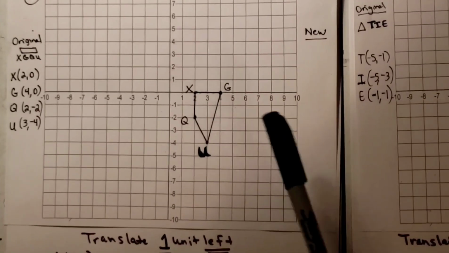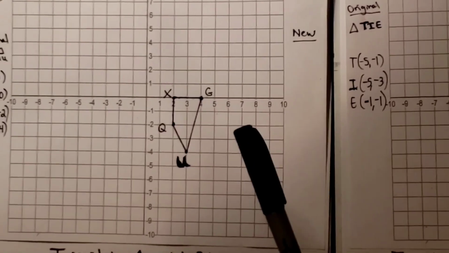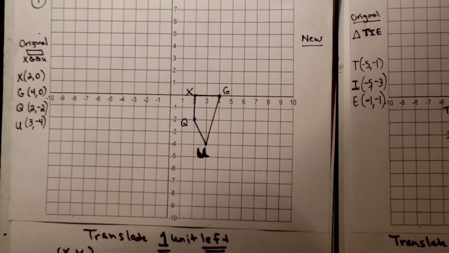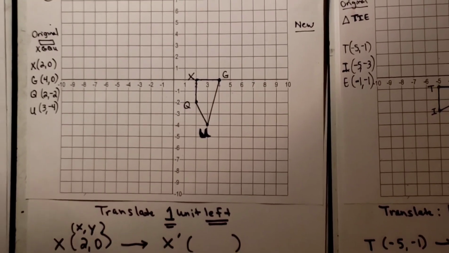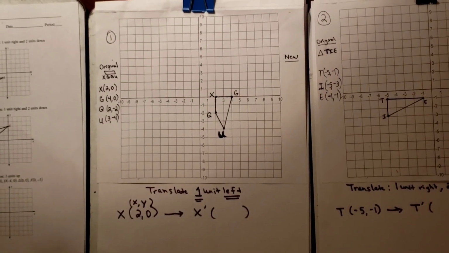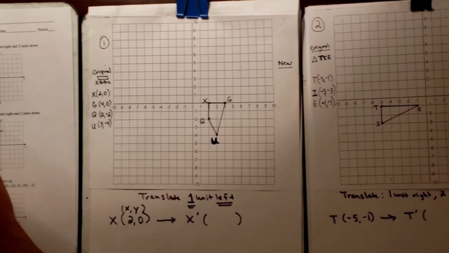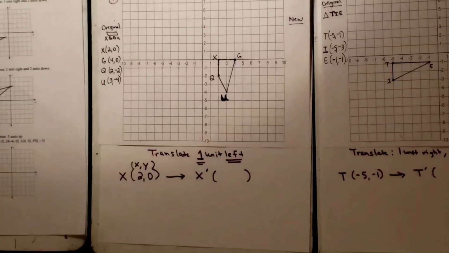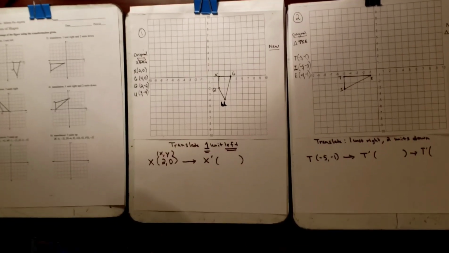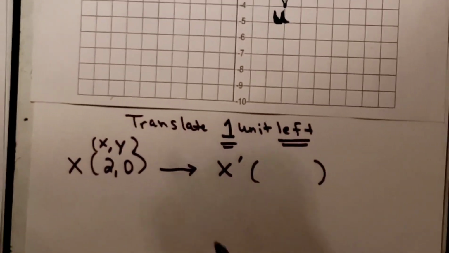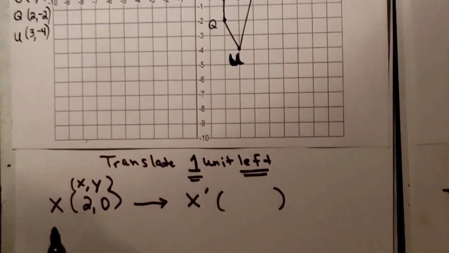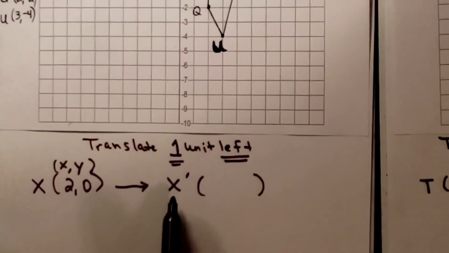X is at 2, 0, G is at 4, 0, Q is at 2, negative 2, and U is at 3, negative 4. And we want to move this shape to another position on the graph based on the directions. And the directions say to translate 1 unit left. So I've written that right here, 1 unit left. And I've also already written the first point, X to 0. And when you change it to a different location, you put this little tick mark, and that's called prime. So on the new shape, you won't have point X, you will have what's called point X prime.